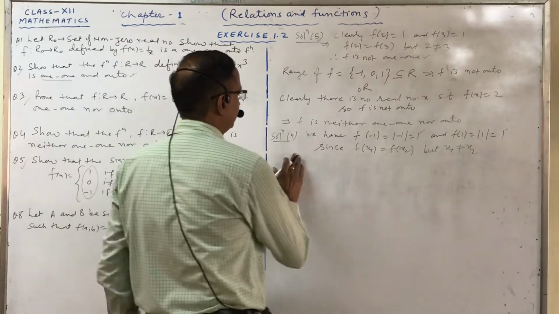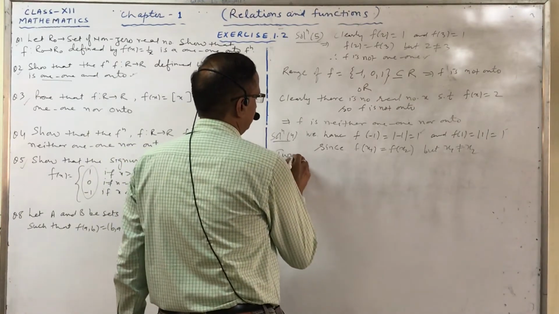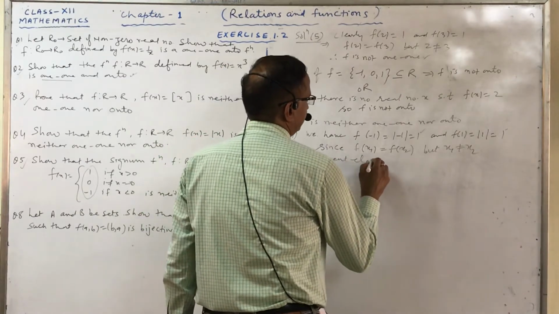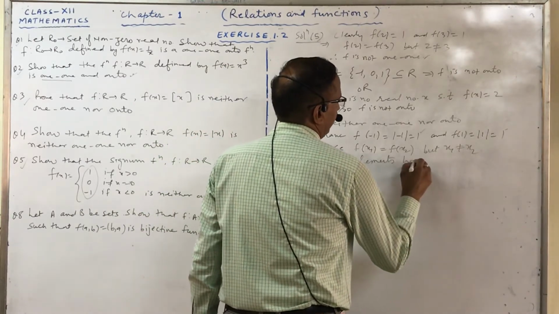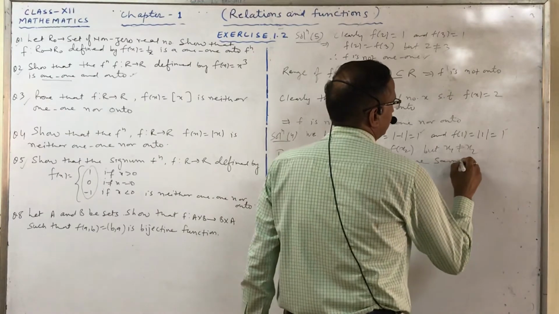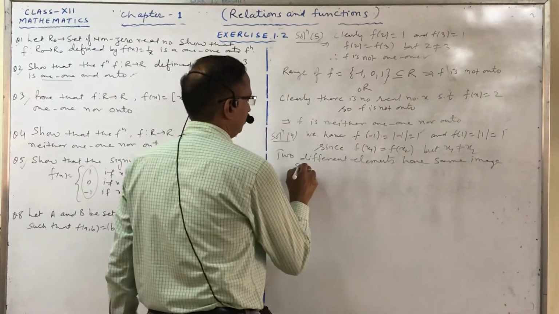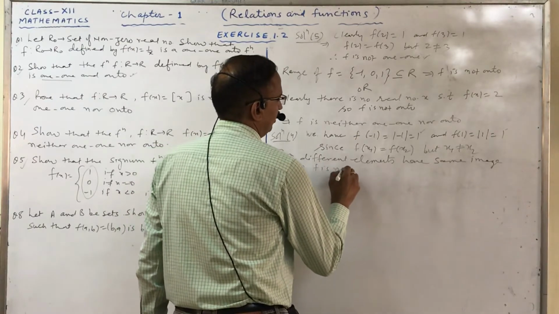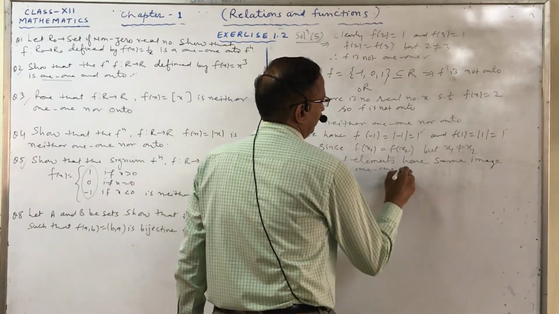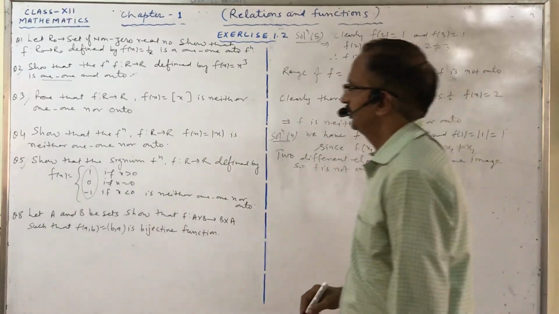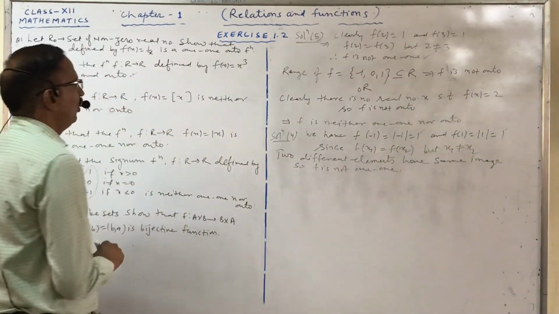So we can write two different elements have same image. So f is not one-one. First part is over. Now come to the second part, that is onto.